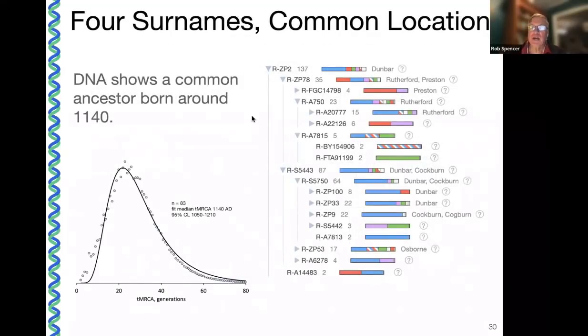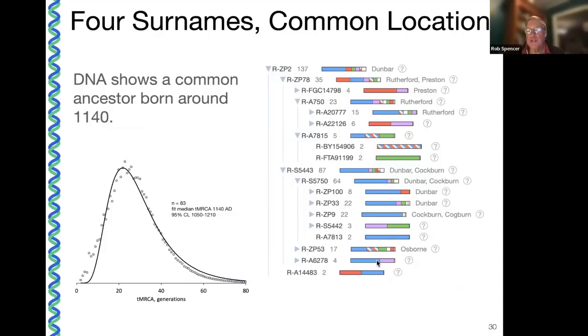On the right-hand side, I'm showing you the tools I described earlier. This is a view of the yDNA tree, the way I like to present it, because I'm showing you all the surnames. Here's a SNP called RZP2, and under it we have SNPs ZP78, S5443, and so forth. Look at the names: Dunbar, Rutherford, Preston, Dunbar, Coburn. Now it splits. Dunbar and Coburn split into Dunbar separate from Coburn. There are some Osborns in there too.